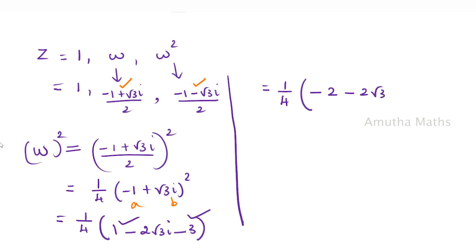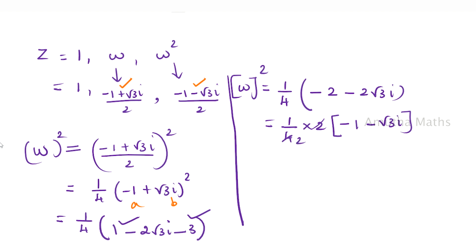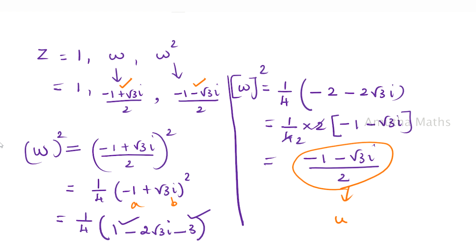-2 root 3 i. Okay, what is this actually? ஒமேகாவை ஸ்கொயர் பண்றோம், நம்ம ஒமேகாவோட வேல்யூ ஸ்கொயர் பண்றோம். So that is equal to, so இங்க 1 by 4 into 2 காமன் எடுங்க. 2 மட்டும் காமன் எடுத்தீங்கன்னா என்ன வரும்? -1 minus root 3 i. ஓகே, so இந்த 2 2 கேன்சல் ஆயிருமா? அப்ப என்ன ஆகும்? -1 minus root 3 i divided by 2. ஓகே, so what is this actually? இது என்னது? இது ஒமேகா ஸ்கொயர்.